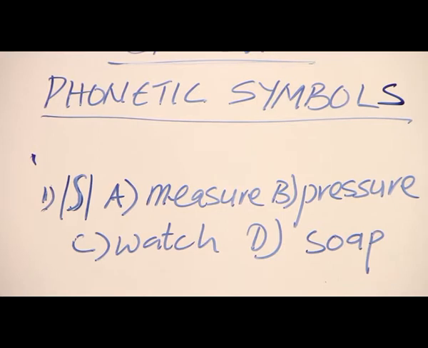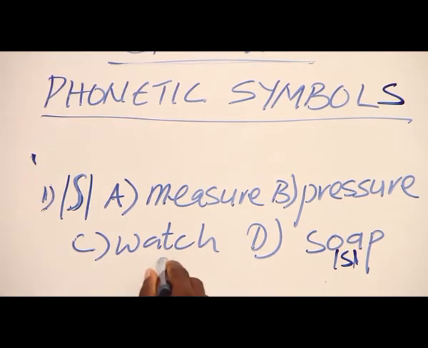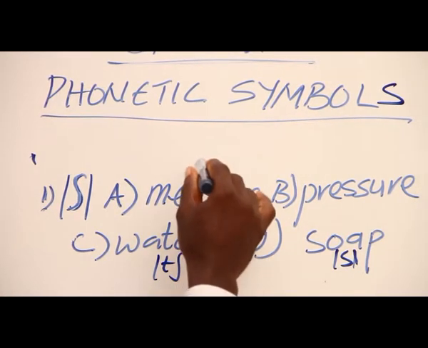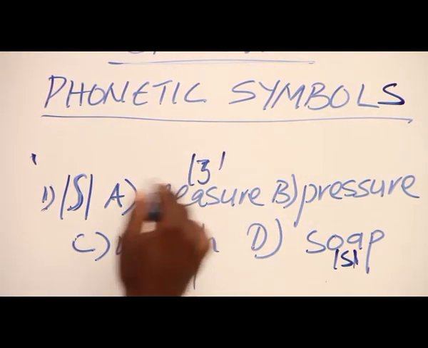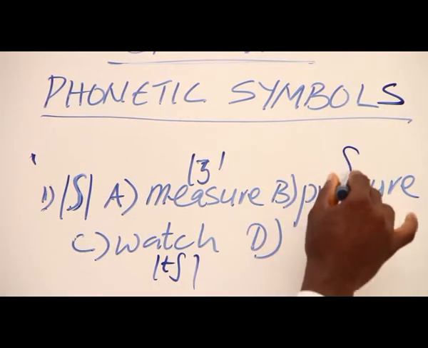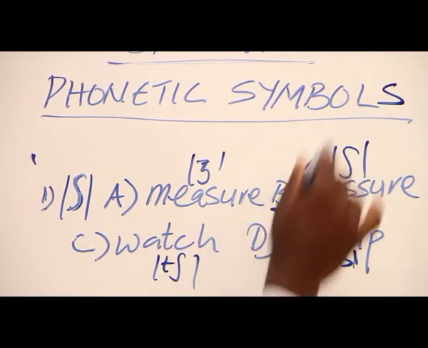sh. Alright, having said that, if you look at soap, it has this sound, this fricative. Now we take what this one has, the post-alveolar affricate. It's an affricate, not a fricative. And then we take measure, it has the voiced post-alveolar fricative, the voiced form of this. And then our answer is pressure. Shh. So B is our answer.